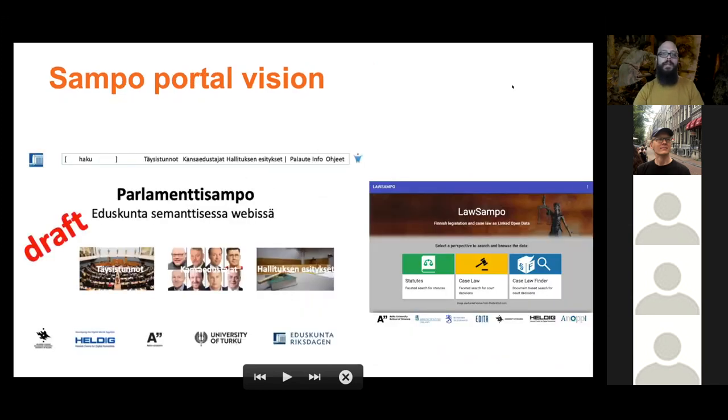And finally, the Sampo portal user interface, which we have started planning already, but haven't yet implemented. And one other portal, the Law Sampo, which we just heard a presentation on, this will be kind of a sister portal to Parliament Sampo because the laws are enacted in Parliament. Okay, thank you.